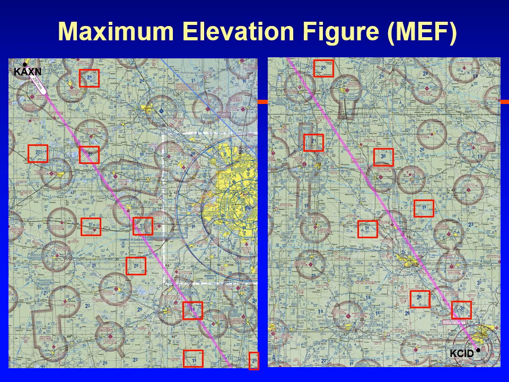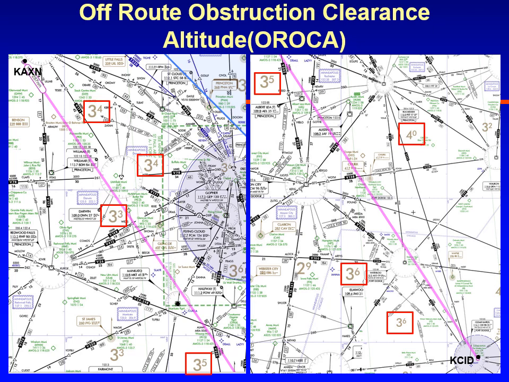Here, looking at the maximum elevation figures, or MEFs, on a sectional chart shows that the maximum elevation figures for this route of flight look to be, the highest is probably about maybe 3,000 to 3,100 feet. So we would not be able to descend below that altitude to get out of the ice. Looking at our off-route obstruction clearance altitudes, those are on IFR charts, low en route charts, showing you 3,400, 3,500, I see even perhaps 4,000. So the lowest we'd be able to go if we're flying direct would be 4,000 feet. Below that, there are obstacles.